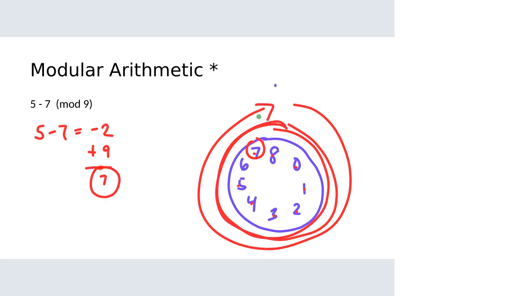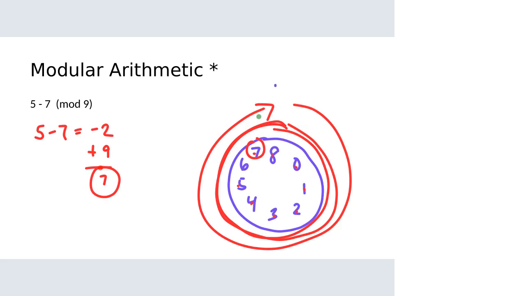Oh, sure, sure. Yeah, 5 minus 7 would be negative 2. If it was mod 10, we'd add 10 and it would be 8. Yeah. So you good? All right. If that didn't fix it, you let me know. But yeah, it works in mod 10.